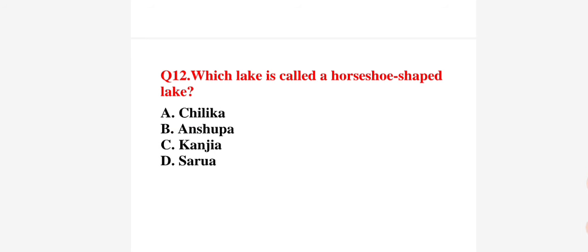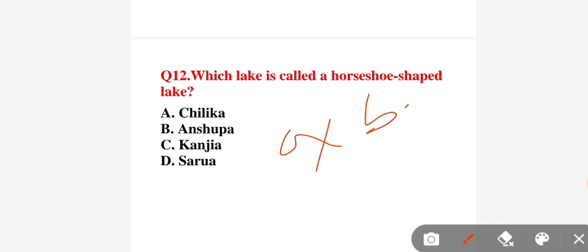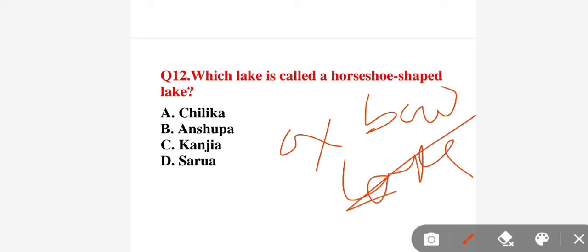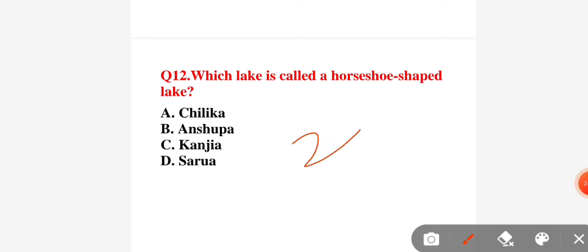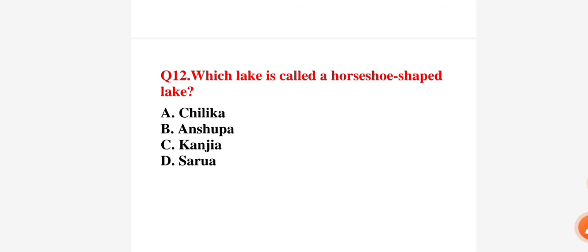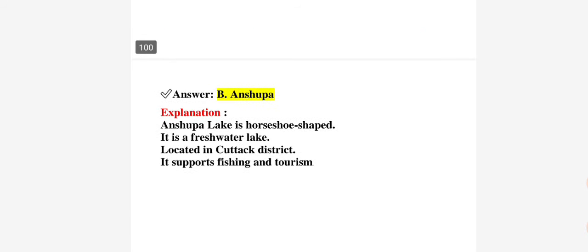Talking about Onsupa, it is the largest natural freshwater lake, and its shape is horseshoe-like. It is an oxbow lake. Where is Onsupa lake situated? It is situated near Banki in Cuttack, and it was designated as a Ramsar site in the year 2021. So let us go through the explanation.